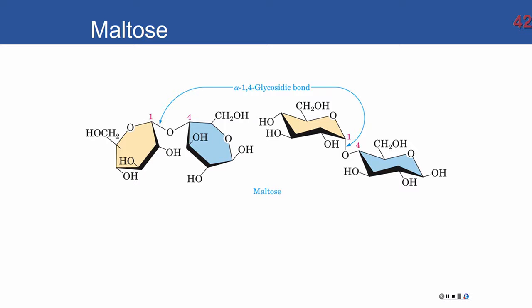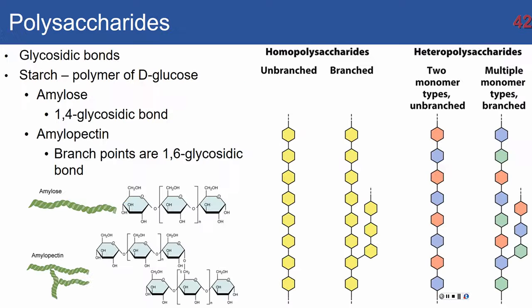So here's maltose. Maltose is an alpha 1,4 glycosidic bond. So remember the different bonding patterns of these different disaccharides. And that takes us to polysaccharides. So you have your monomers, and now you have your disaccharides, and now you're going to have your polysaccharides. Again, you're using glycosidic bonds, and there's a difference.